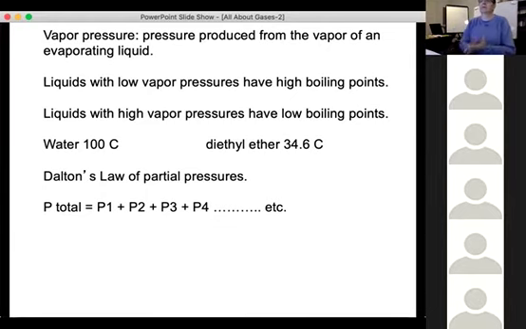A little bit on vapor pressure. Vapor pressure is the gas pressure that exists above a liquid. So liquids with low vapor pressures have high boiling points, and liquids with high vapor pressures have low boiling points. There's water at 100 degrees C and diethyl ether at 34.6 degrees C. Dalton's law of partial pressures: if you know the pressures of the individual gases, you can add them up to the total pressure. If you've ever been scuba diving, that's how they blend the gases. They mix the gases by pressure in the tanks.